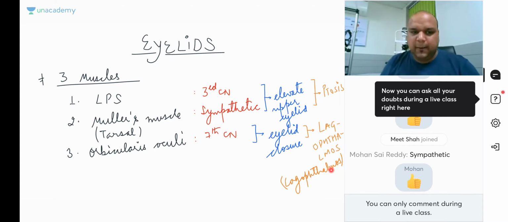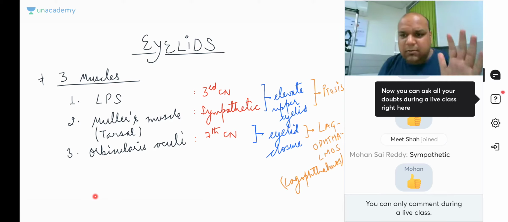Okay, so these are the three muscles. Now, if you look further into the anatomy, does everybody understand this? Muscles are simple, everybody? Okay, I think you understand.